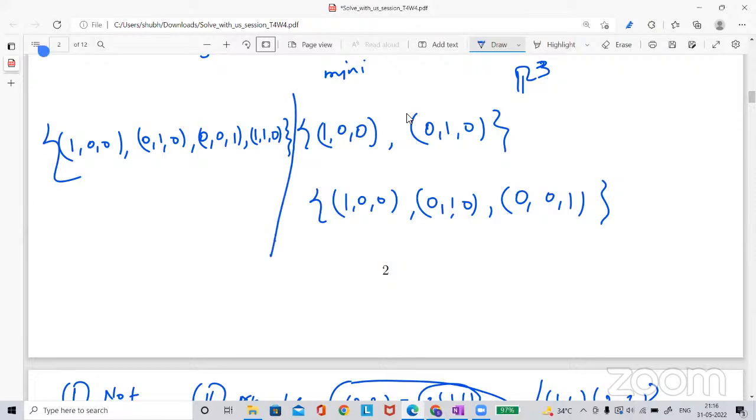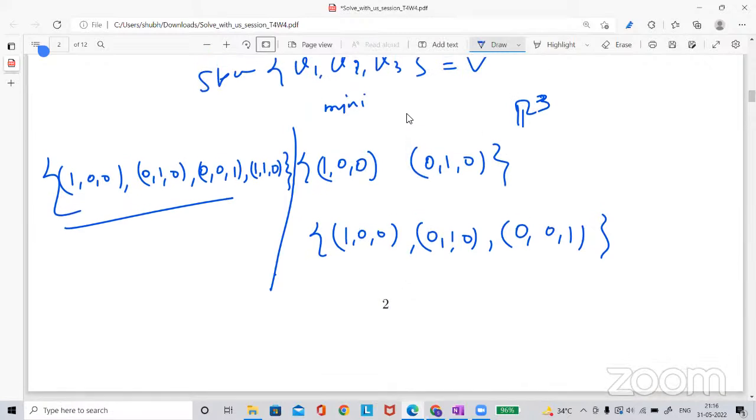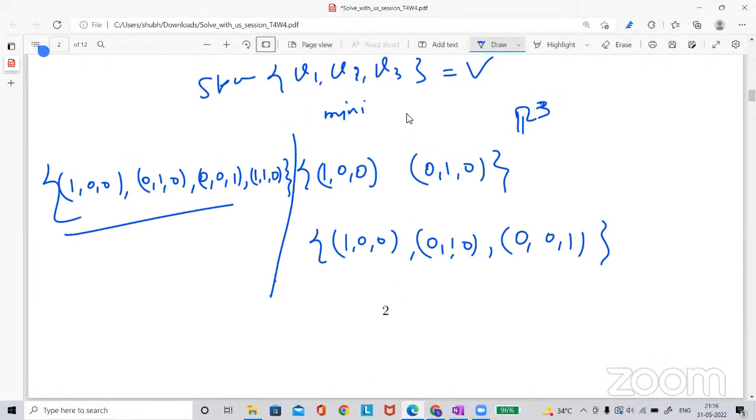Right, sir? So I took three sets differently. Let us talk about the first set. Sir, it would not span R3. It will not, because you are never going to have a Z coordinate. So this set, we cannot say that this set spans R3.